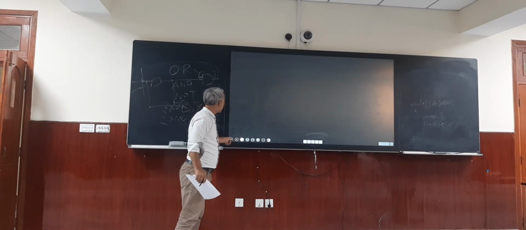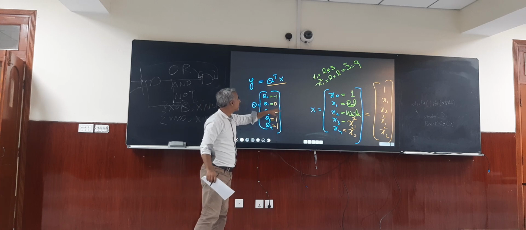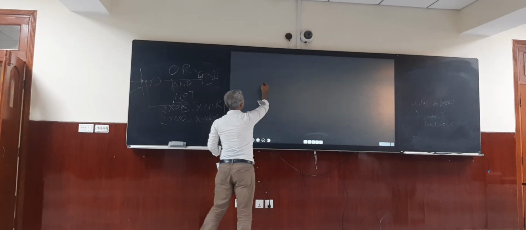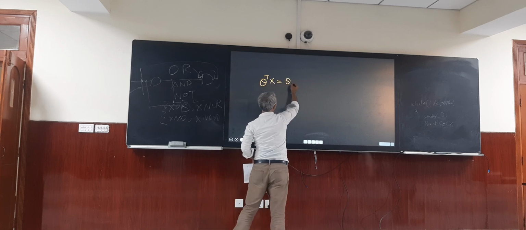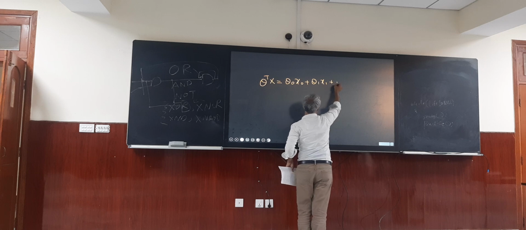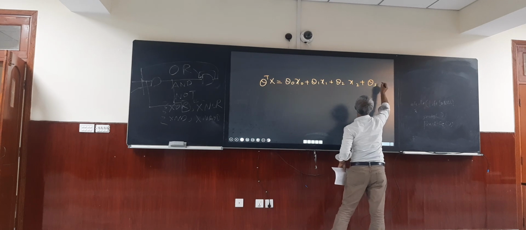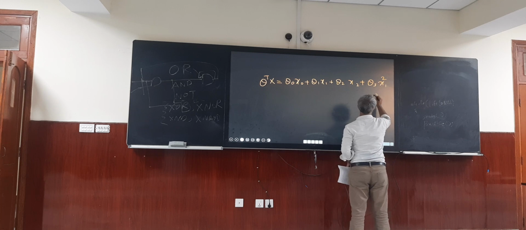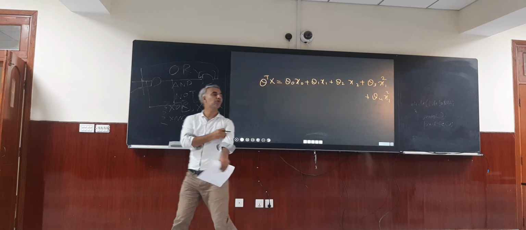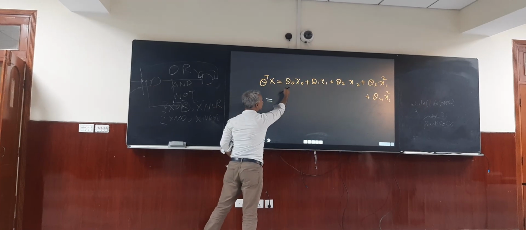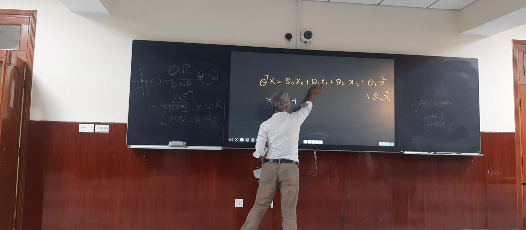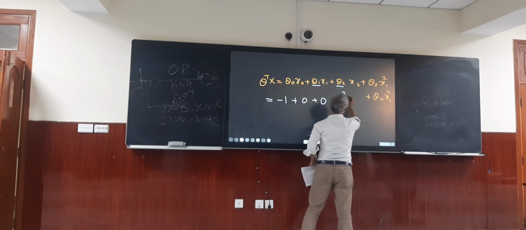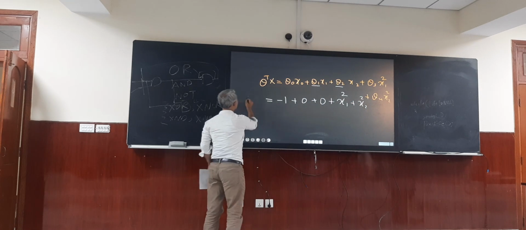My children, we know this. To set up the weight parameters and these features, we multiply them. So theta naught x naught, plus theta 1 x1, plus theta 2 x2, plus theta 3, sorry, theta 3 x1 square plus theta 4 x2 square. If you substitute the values here, then this is minus 1 plus 0 plus 0 plus x1 square plus x2 square. Now we have this expression.